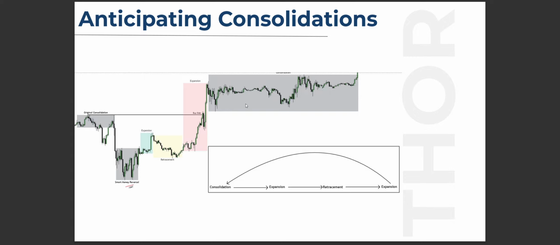Now, knowing this information, our objective is: if you can anticipate a consolidation after a model is completed, you just stay away from it until it breaks out, whether to the downside or the upside.